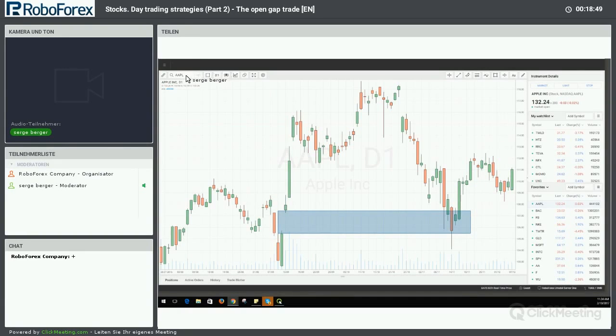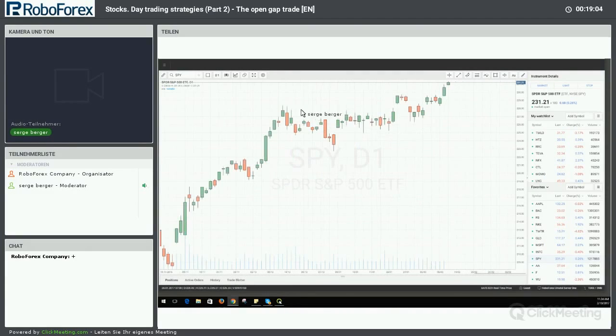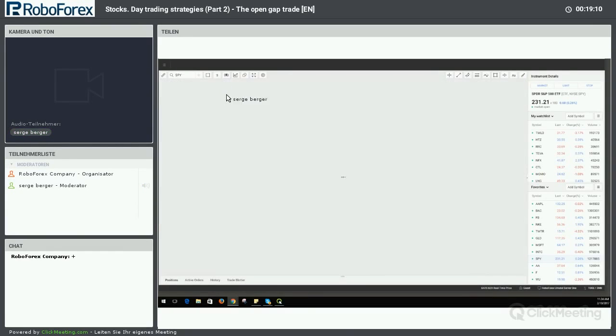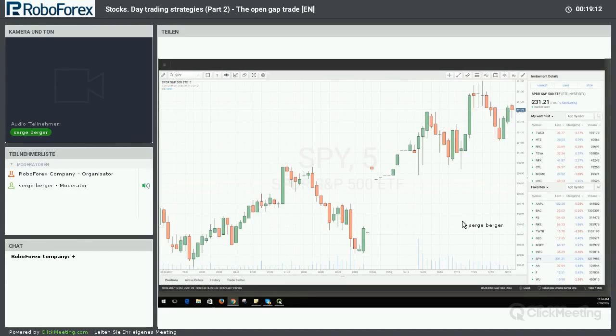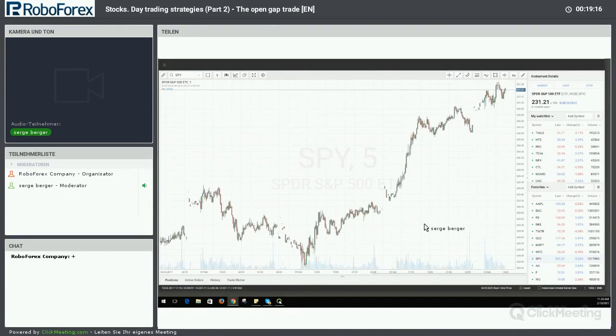Okay, so what I'd like to do is go to the S&P 500, because the S&P 500 is one of the most used vehicles for trading on what we call the intraday gap. Okay, so let's look at it a little bit and see what we can do with it.